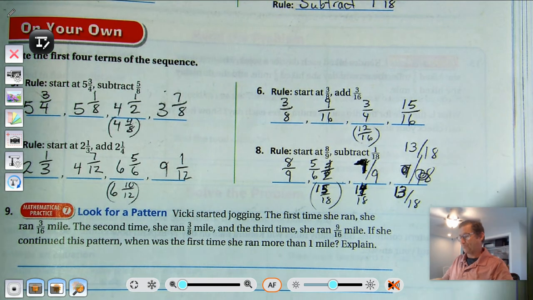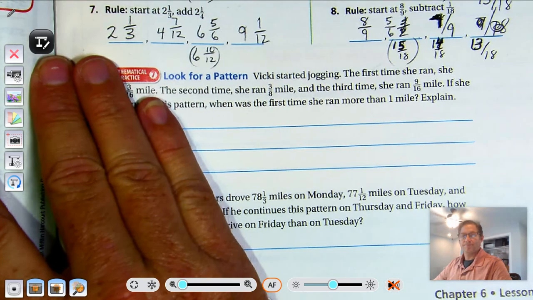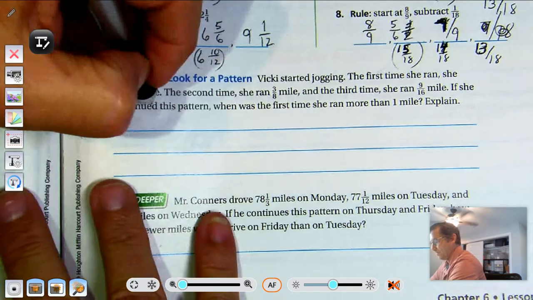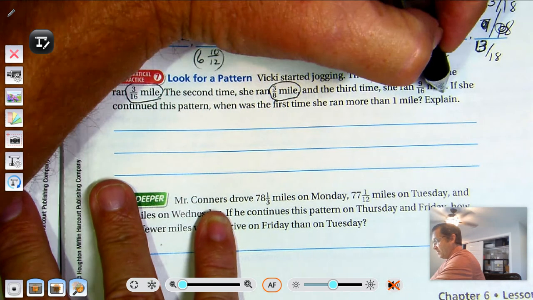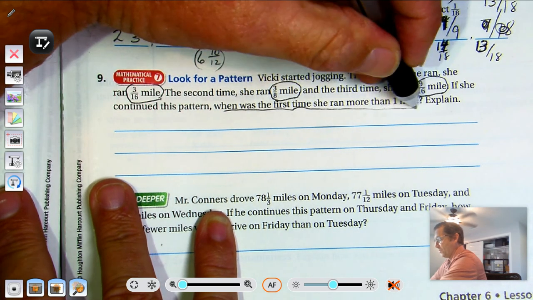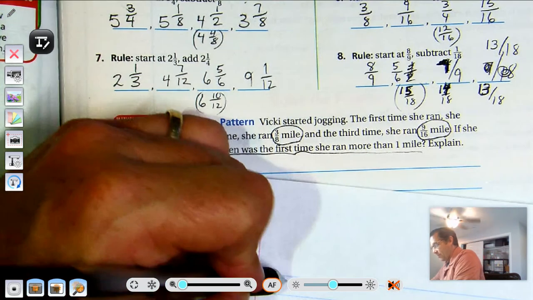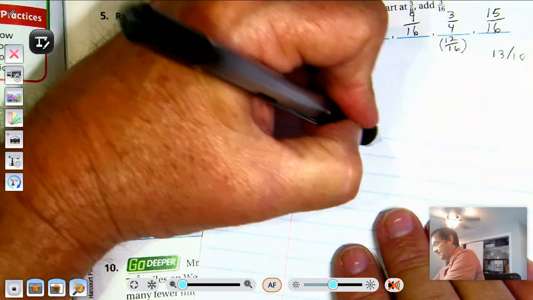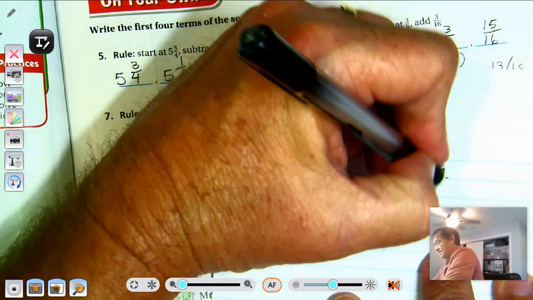Okay, number 9. Vicky started jogging. The first time she ran 3/16 mile. The second time she ran 3/8 mile. The third time, 9/16 mile. If she continues, when was the first time she ran more than 1 mile? All right, so we started at 3/16. Then she went to 3/8. And then she finished at 9/16.